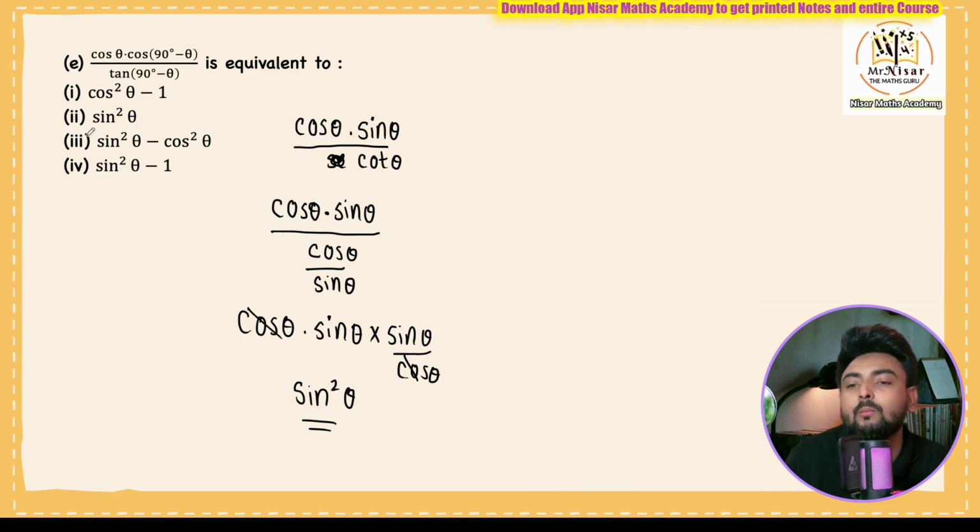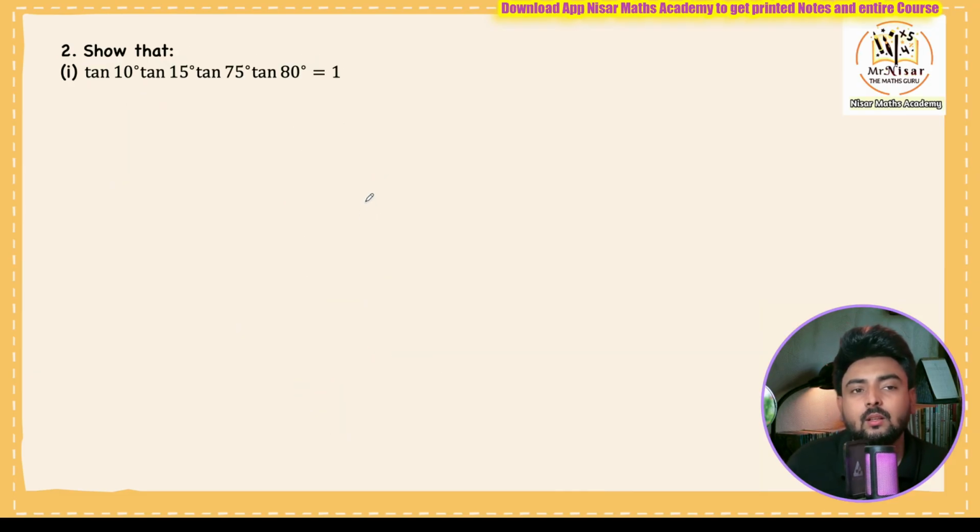Do we have this in the option? Yes, we have this in the option. I hope it is quite clear to you. Let's go ahead to the next question. The next question we have, children, show that tan 10 into tan 15 into tan 75 into tan 80 is equal to 1. So what to do in this question?